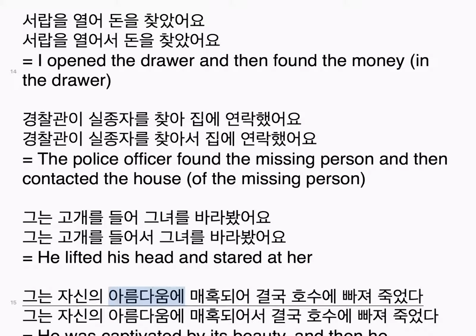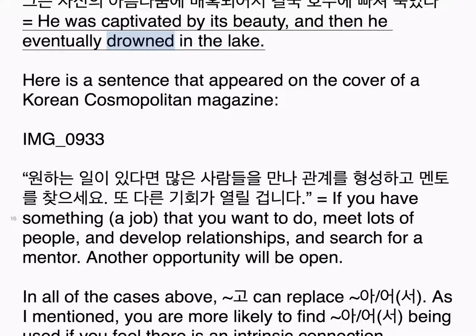그는 자신의 아름다움에 매혹되어 결국 호수에 빠져 죽었다. 그는 자신의 아름다움에 매혹되어서 결국 호수에 빠져 죽었다. He was captivated by its beauty, and then he eventually drowned in the lake.